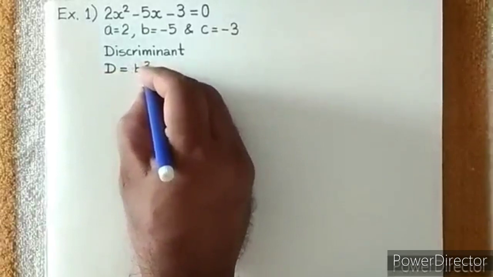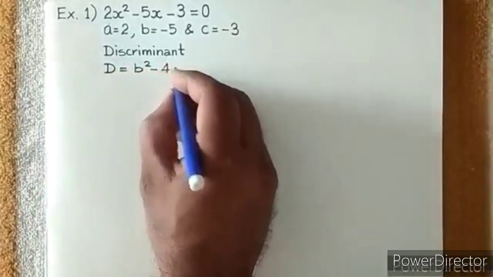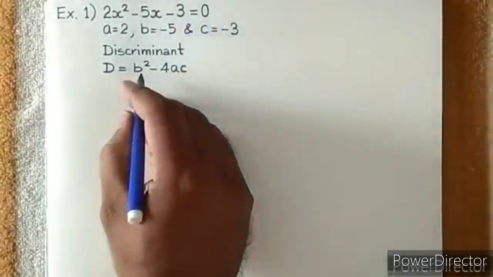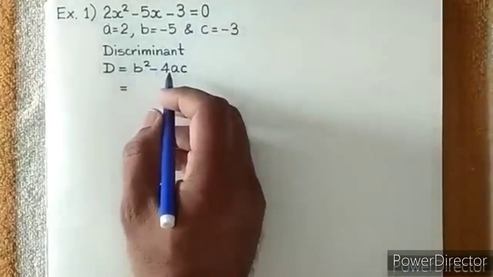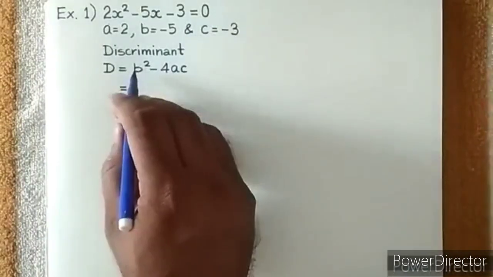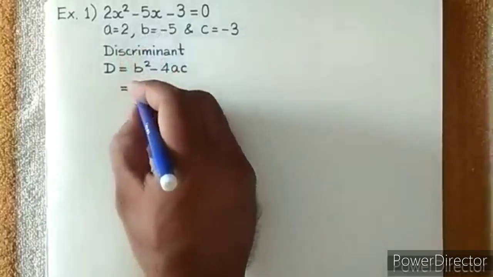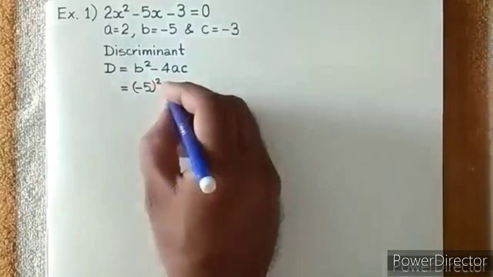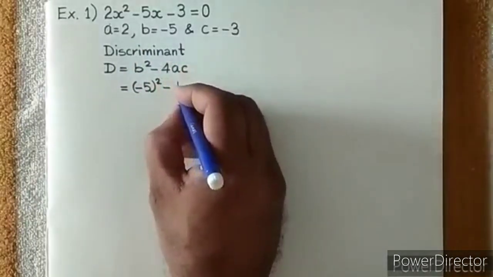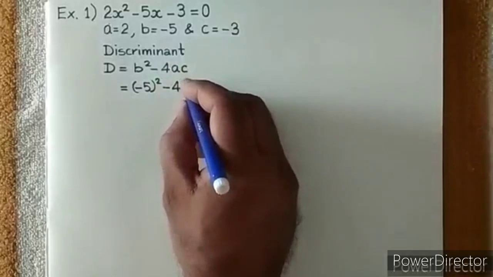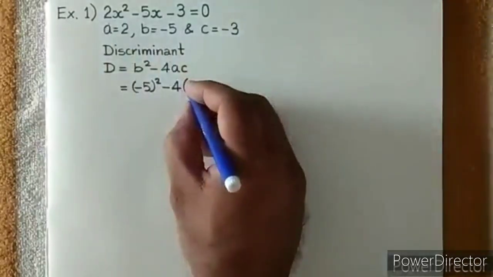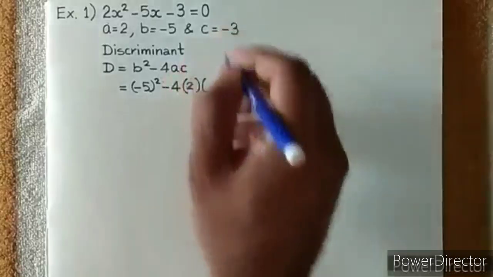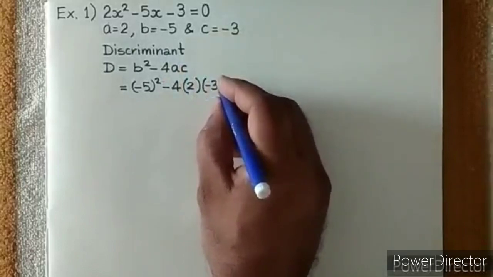b square minus 4ac. So b square minus 4ac, that's the formula to find the discriminant of an equation. So b square, b is minus 5, so we'll put that as minus 5 square minus 4 into a is 2 and c is minus 3.